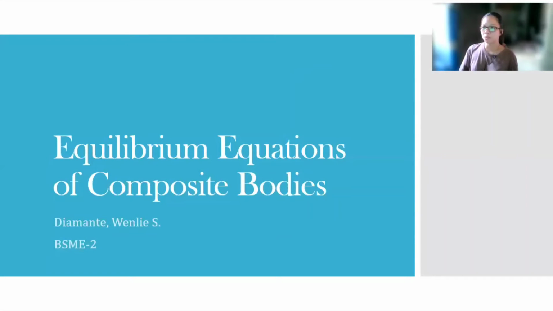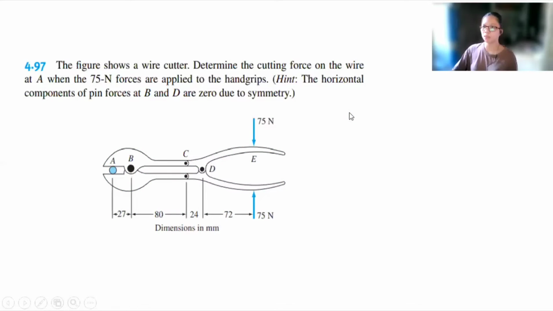So my topic is equilibrium equations of composite bodies. And I have here a problem found in our book, and it states that the figure shows a wire cutter. Determine the cutting force in the wire at A when the 75 Newton forces are applied to the hand grips. The horizontal components of pin forces at A and B are zero due to symmetry. And here is our figure, and its dimensions are in millimeters.